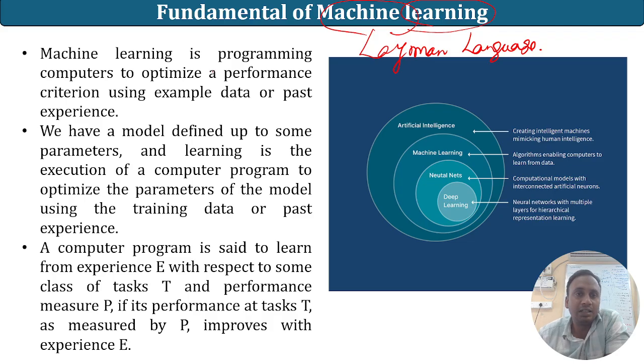It's programming a computer to optimize a performance criterion using example data or past experience. First we have to teach the machine. Take the case of Flipkart ratings, whether it's 3, 4 or 5. That rating comes under reinforcement learning. What they are doing is just classifying the data set.